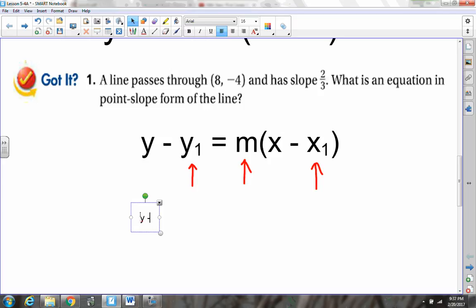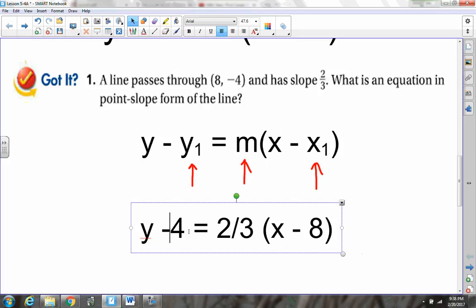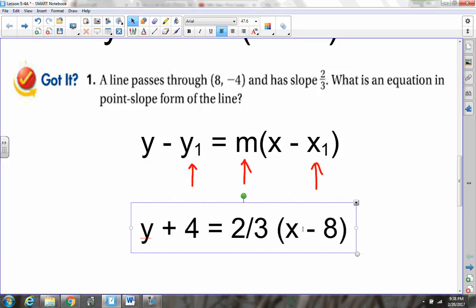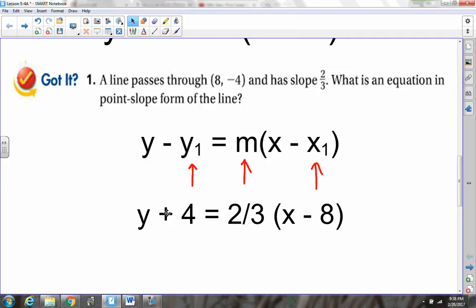It should say y minus -4 equals 2/3 times x minus 8. The only way I would change that probably is by, instead of saying minus -4, I would say plus 4 equals 2/3 times x minus 8. Because -4 was my y1, 2/3 was my m, and 8 was my x.